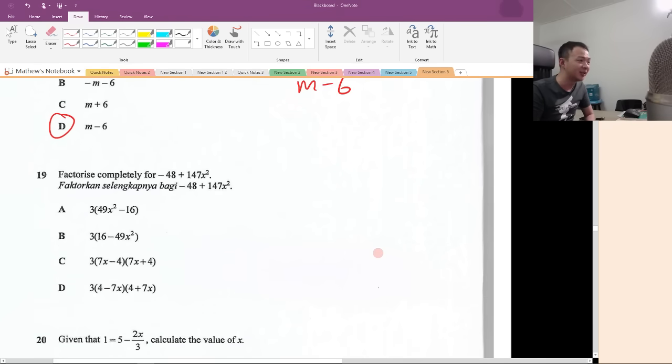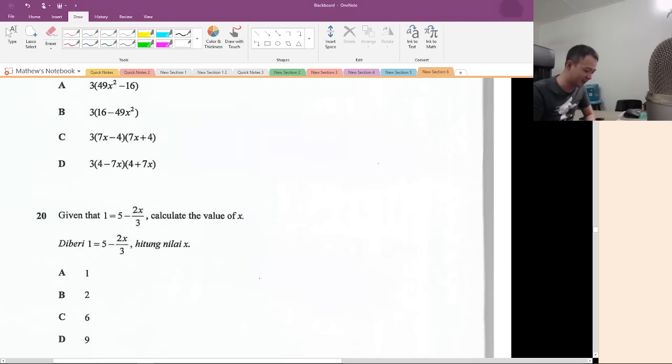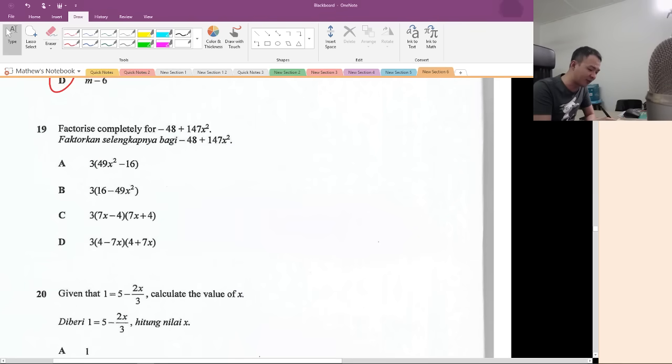Alright, so let's move on to the next thing. Factorize completely. I guess all the numbers can be divided by 3, so I take out the 3 here. The 147 I divide by 3, I should get 49x squared minus 16. But because the question says factorize completely, I will continue doing this one.